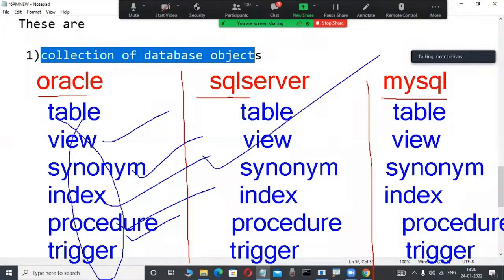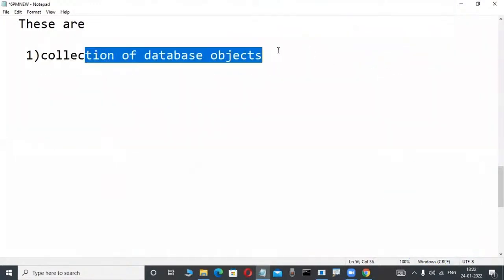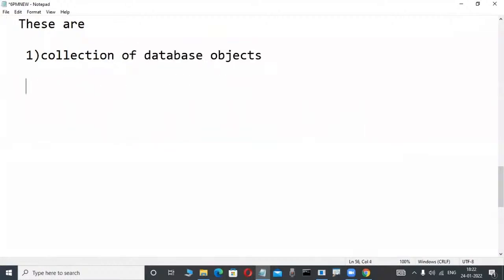Suppose you learn Oracle, then another database is also very easy. It is not required to learn all those things; one product is enough. That's why the collection of database objects is very easy. But in any relational data model product, there is another easy concept: a set of operators is available.